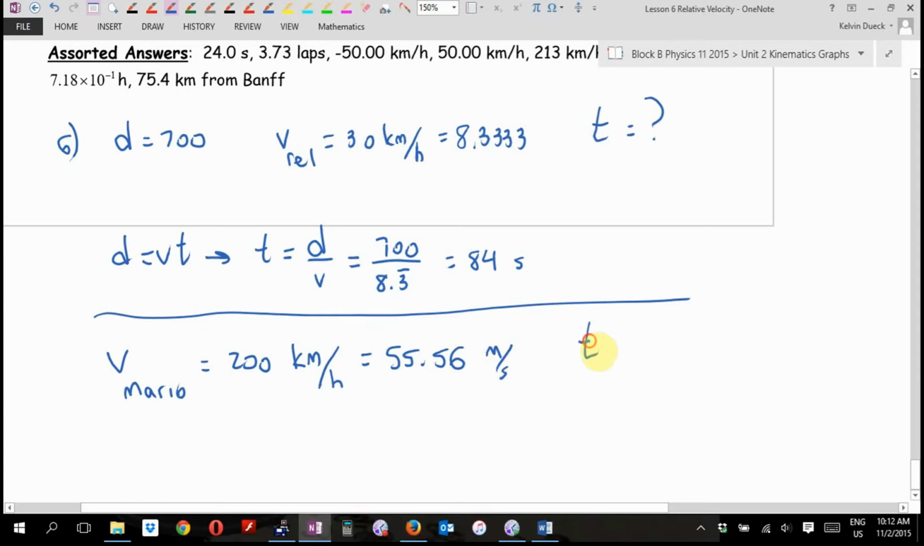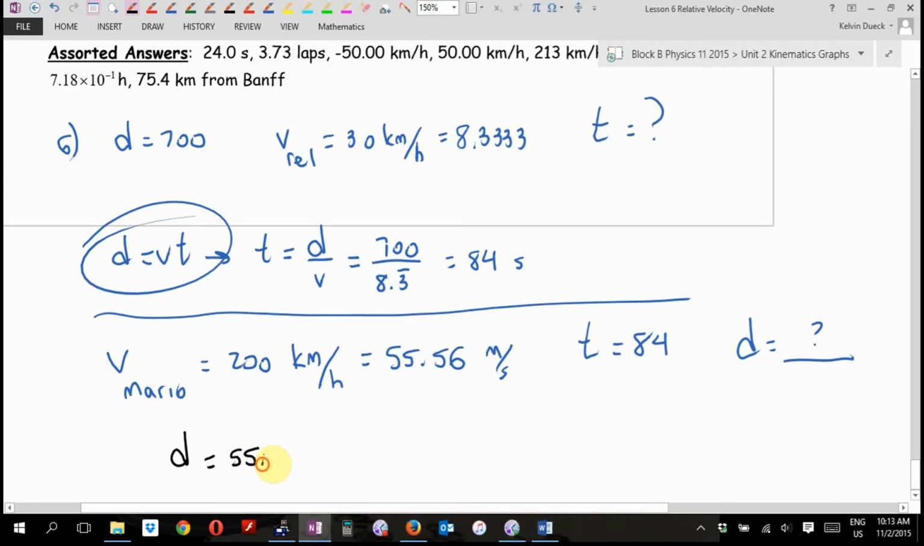How long is he traveling for? 84 seconds. How far will he go before he catches up? I'm looking for an equation that's got a v, a t, and a d in it. Ding, ding, ding. Okay, so he's going to travel 55.56 times 84.